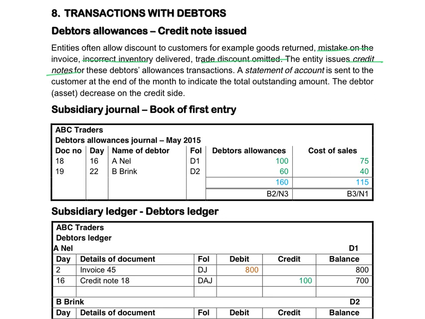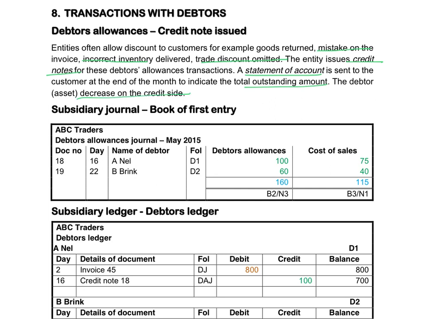At the end of the month, a statement of account is sent to the customers where all the entries of the sales and returns and payments is recorded so that they can see what is the outstanding amount at the end of the month so that they can pay their account, and if they return goods, the debtors owe less money, so they will decrease on the credit side.